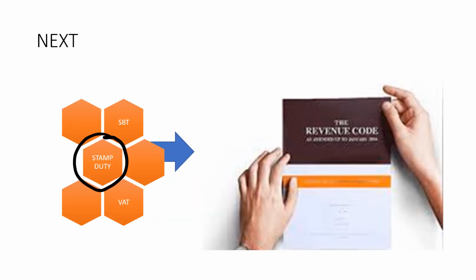And next we have the last type of indirect taxation under the Revenue Code, which is stamp duty. And conclusion to the lecture.